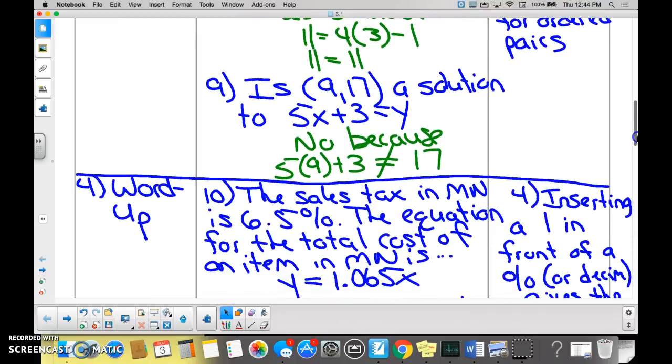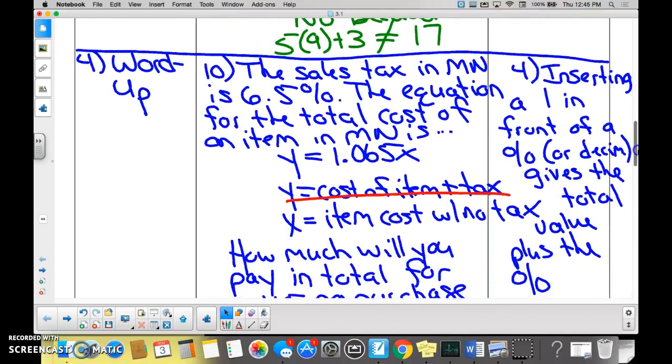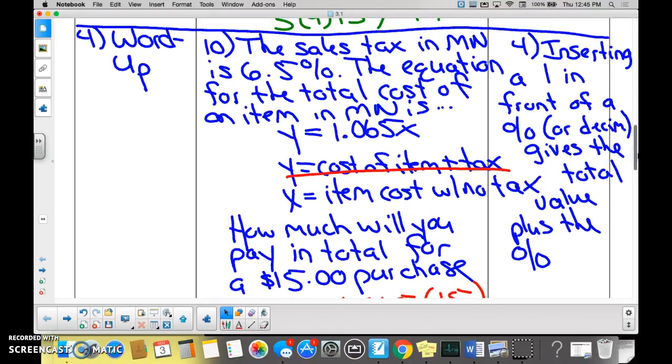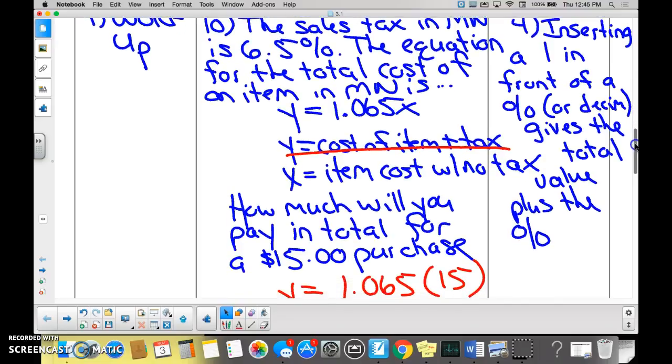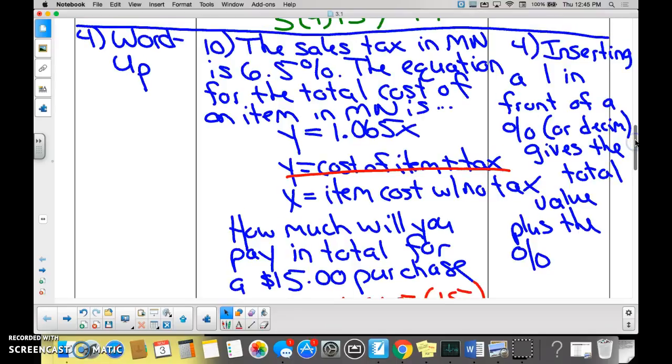Number 4 is where things get a bit complex. We're calculating sales tax in Minnesota. The base is 6.5%, even though in most counties and most places it's much higher than that. But the base is 6.5%. We have the formula y equals 1.065x for sales tax. Y represents your cost of an item plus the tax, so that's your output. And x represents the input, how much the item costs.